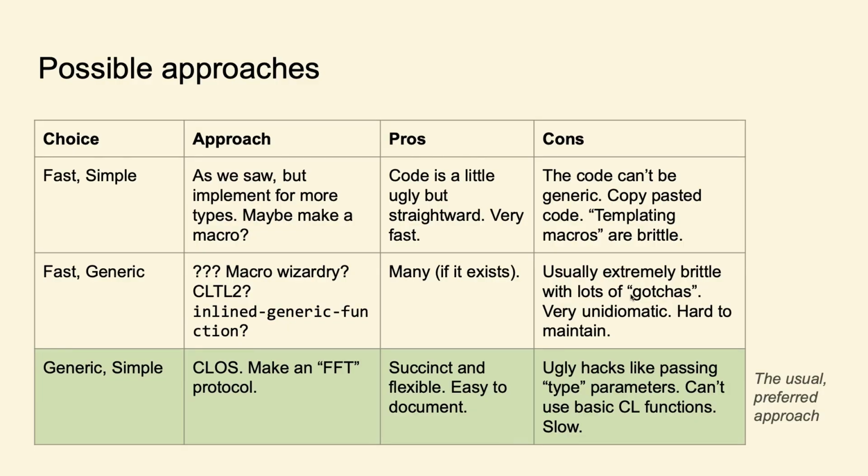And then the last option here, of course, is generic and simple. This is by far the most common and preferred approach in, let's say, open source Common Lisp programming. We can use CLOS. We can make an FFT protocol. It's very succinct and flexible. It's easy to document. The cons usually are that sometimes there are going to be ugly hacks. I'll show you one in a second. Because it's not using basic Common Lisp functions, it can be slow. So usually the fast and simple, or the generic and simple one is usually not the fastest.